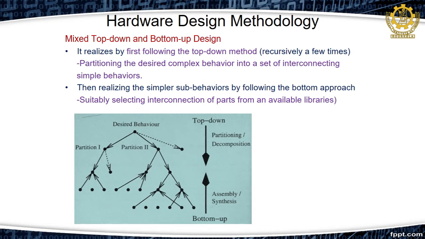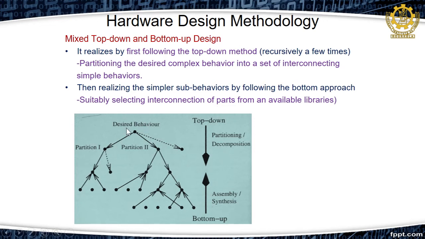While in the top down method, you have to partition the desired complex behavior into a set of interconnecting simple behaviors. This is the definition of the top down approach. Then finally you have to realize the simple sub behaviors by following the bottom up approach. In this case you have to suitably select interconnection parts from the available libraries and connect them properly, so that you can meet the top level design.